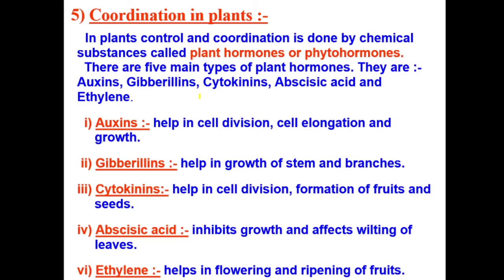So coordination in plants: we said that in plants coordination is done by what? Plant hormones, and we have also given them a special name. What special name? Phytohormones. How many types of plant hormones are there? There are 5 main types of plant hormones: auxin, gibberellin, cytokinin, abscisic acid.